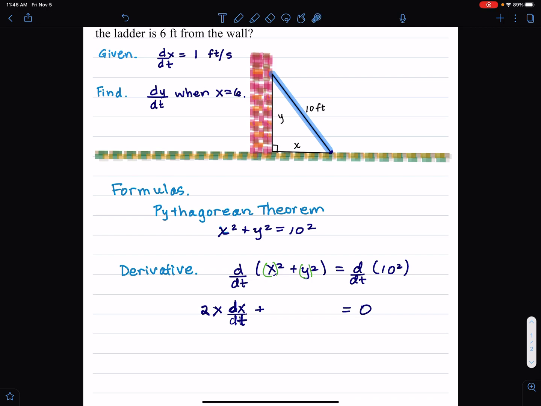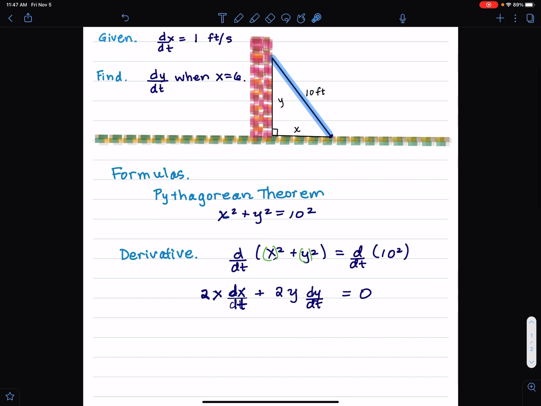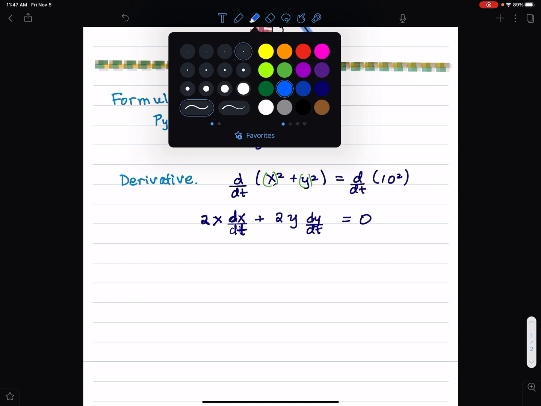Over here with y squared, the chain rule says I take the derivative of 2 times whatever's inside, and what's inside is y, so it's 2y to the first power. Then the chain rule says I multiply by the derivative of what's inside. Usually when we take the derivative of y squared with respect to y, you would get 2y, but this is with respect to t. So we have 2y and then multiply by dy/dt. If you were taking the derivative with respect to y, you could multiply by dy/dy, but dy/dy is 1.